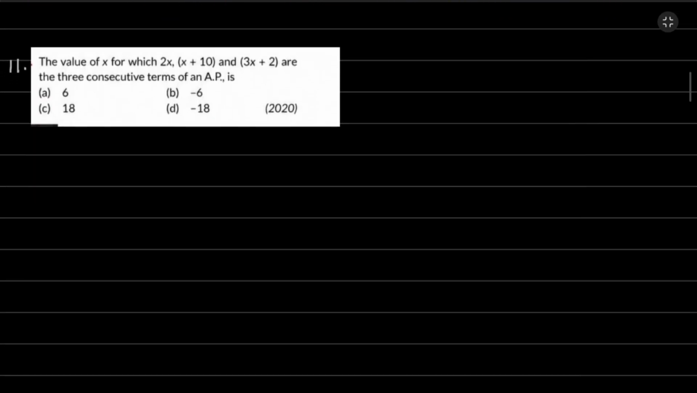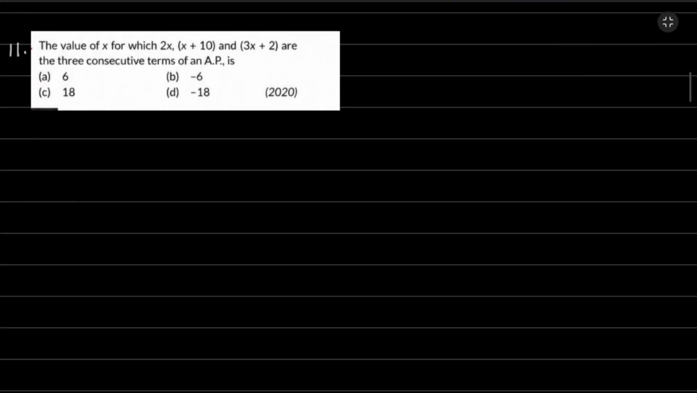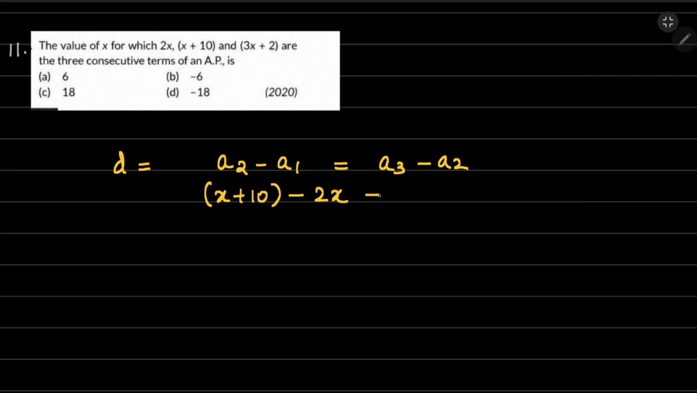Find the value of x for which 2x, x plus 10, 3x plus 2 are three consecutive terms of an AP. Again, you have to do it the same way. So if the given terms are in AP, that means D should be equal to A2 minus A1 should be equal to A3 minus A2. What is second term? X plus 10 minus the first term should be equal to the third term, 3x plus 2 minus the second term, that is x plus 10.